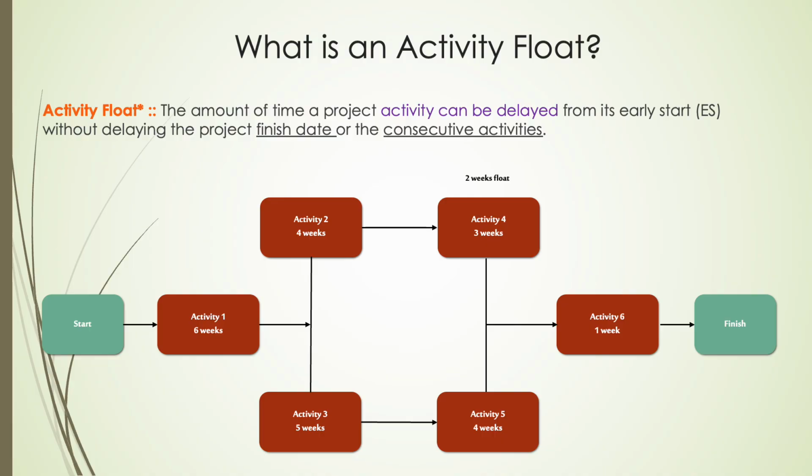Understanding float is crucial, as it defines how much an activity can be delayed without affecting the overall project timeline or subsequent tasks. The network diagram presented traces the sequence of activities from project start to finish, with time durations assigned to each activity. By analyzing the paths and calculating float, project managers can identify the critical path, the longest sequence of tasks determining the minimum project duration.